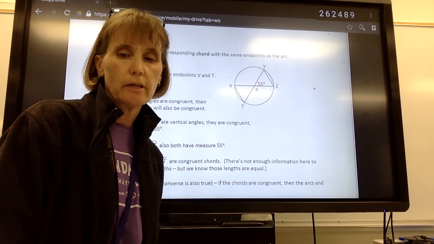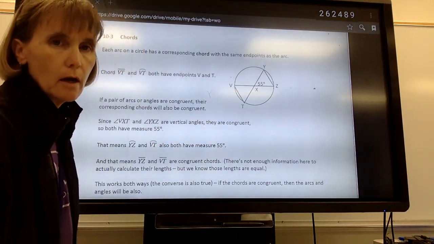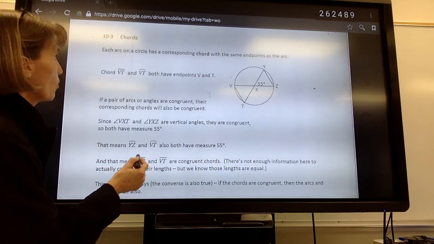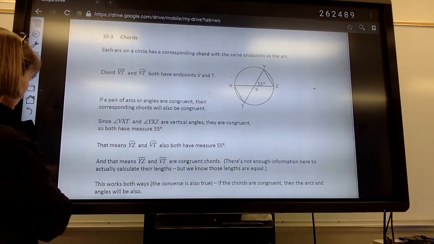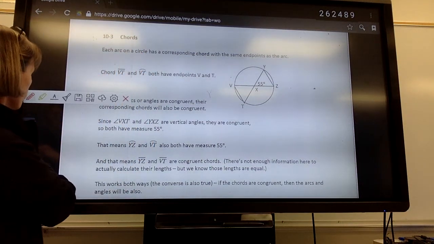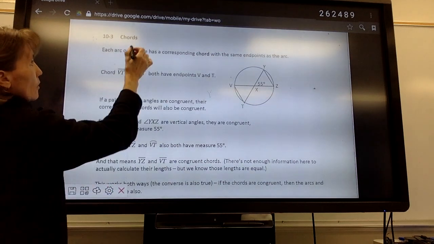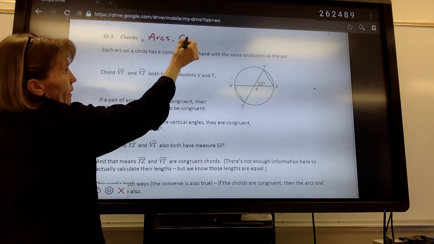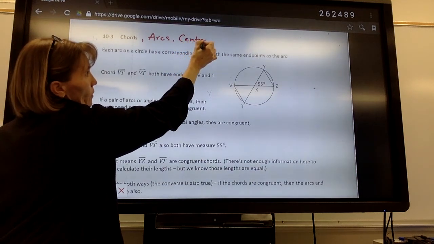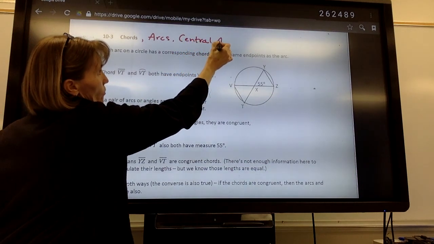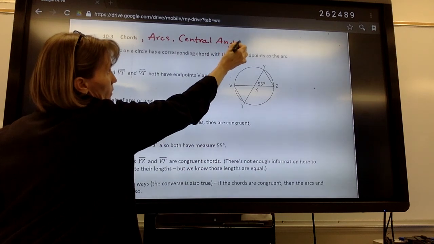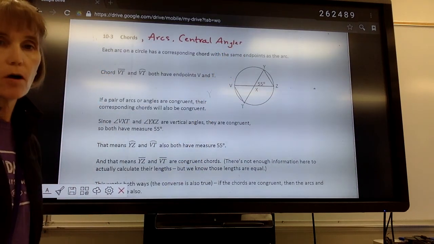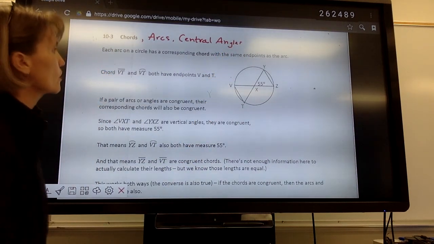Okay, in section 10.3, we're going to talk about chords, but we're also going to talk about arcs and central angles. So this is more than just chords. It's about arcs and it's about central angles. And we've defined what they are, but we're going to look a little bit more closely at those.